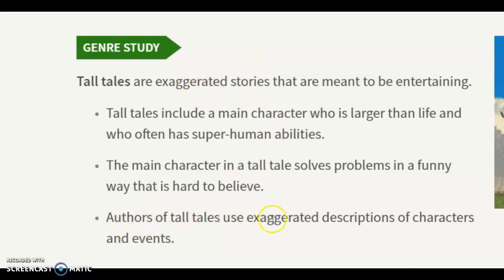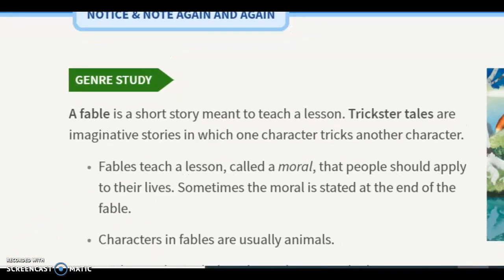Authors of tall tales use exaggerated details of characters and events. And then we also talked about fables. A fable is a short story meant to teach a lesson. Fables teach a lesson called a moral that people should apply to their lives.